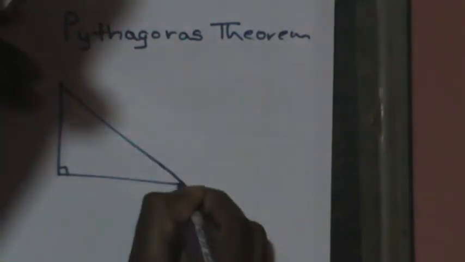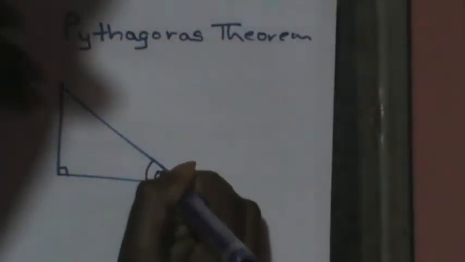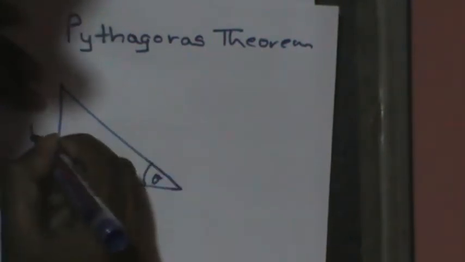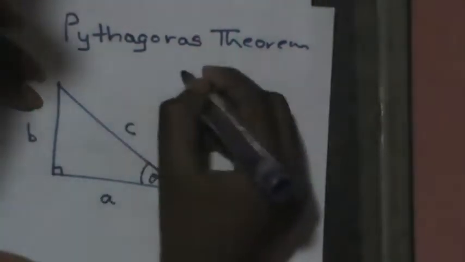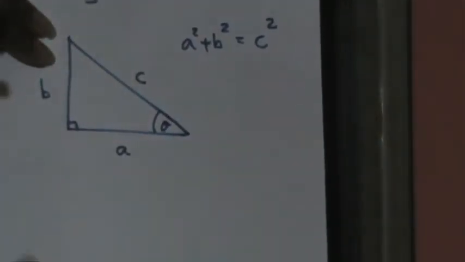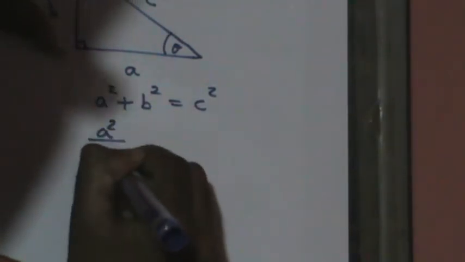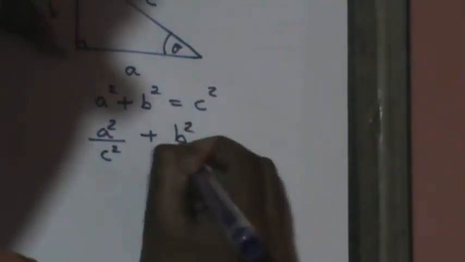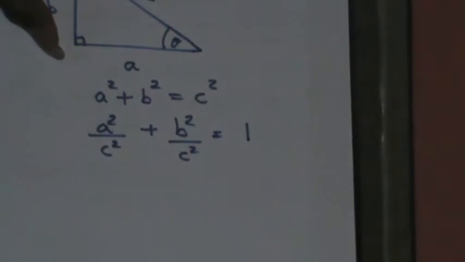From the right angle, you take this angle as theta. And this side is A, this is B and this is C. You know that A squared plus B squared is equal to C squared. Now C is not equal to 0. What will happen if we divide the whole equation by C squared? This will become A squared divided by C squared, plus B squared divided by C squared, and this will become 1. So A squared divided by C squared plus B squared divided by C squared is equal to 1.